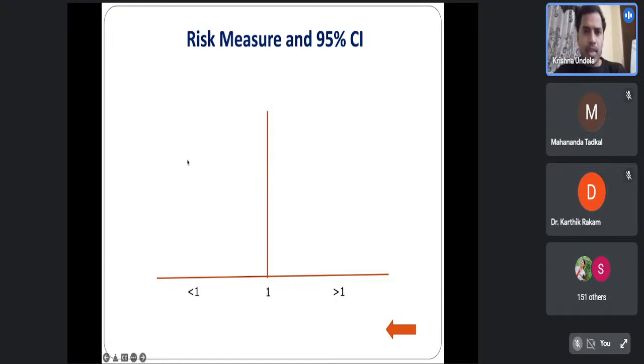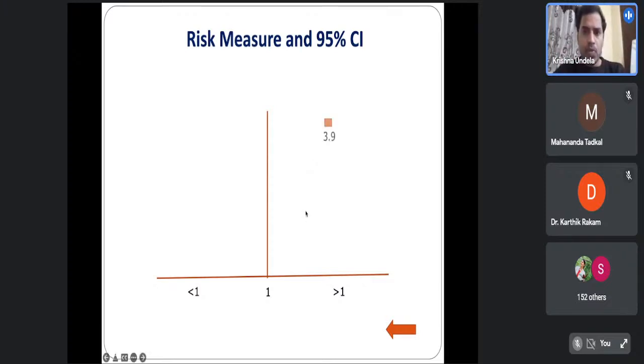Whenever you get any value less than 1, that means there is less chance of getting the outcome. Less than 1, less chance of getting the outcome. And more than 1, more chance of getting the outcome. Very simple. Less than 1, less chance. More than 1, more chance. For what? Getting the outcome for the exposure group. The interpretation should always be for the exposure group, the first group we have taken in the table.